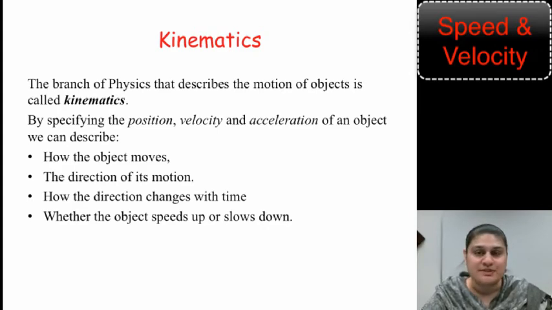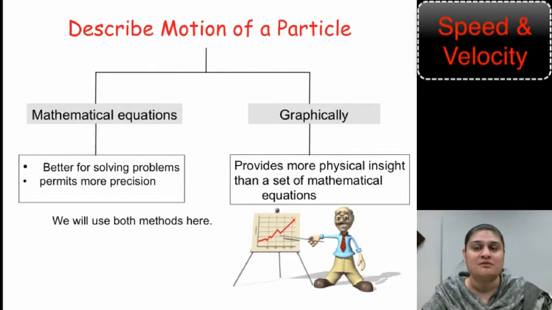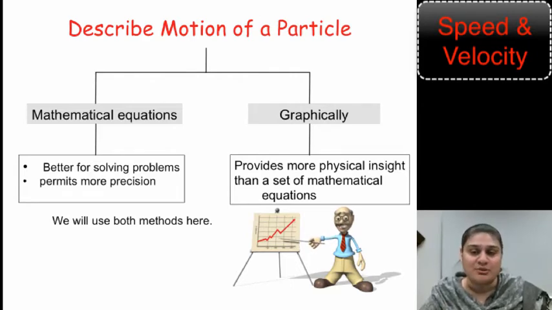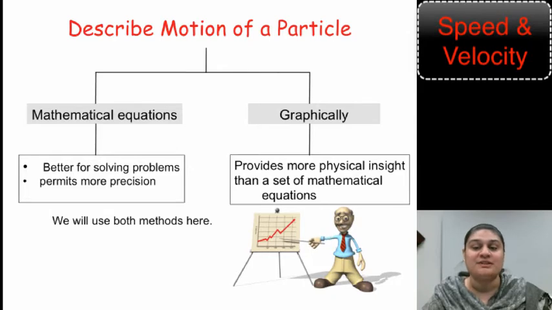So how do we do this? Well, we describe motion of a particle in a number of different ways. We can define it as mathematical equations, or we can define it graphically. Mathematical equations are better for solving problems. It permits more precision. The advantage of graphical representation is that it provides more physical insights than a set of mathematical equations. So for this course, we will use both methods here.